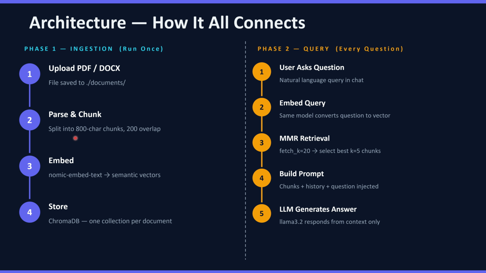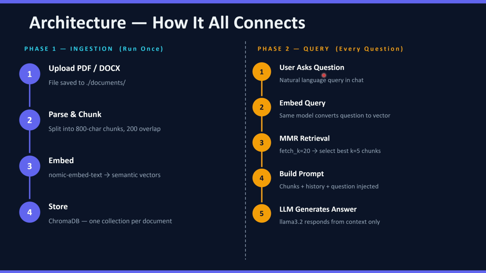Step 3, embed. Each chunk is sent to the nomic-embed-text model, which converts it into a 768 dimensional semantic vector. Step 4, those vectors, along with the original text and metadata like file name and page number, are stored in ChromaDB. Each document gets its own dedicated collection. That's ingestion done. The document is now searchable.